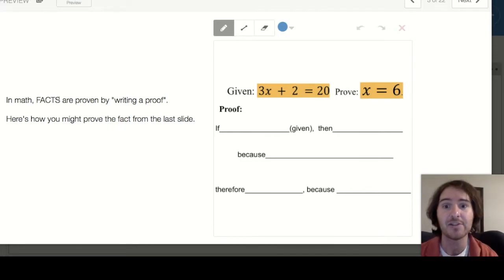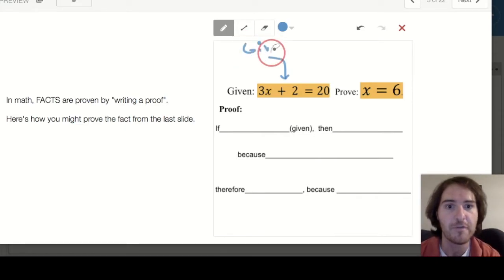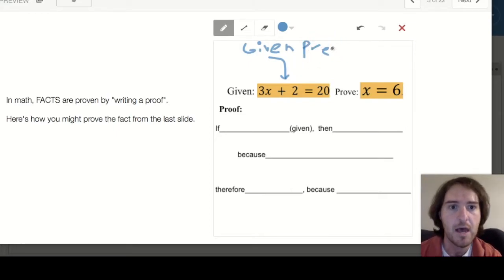So in math, facts are done by writing a proof. And here's an example of a proof right here. Proofs are written in if-then statements. They don't always look like this. We'll get to what they also look like in the future. But the idea is that if we have this, this is what's given to us. This is our given. So this is something called a given premise, an original fact at the beginning. It's just the premise of the problem, the situation we find ourselves in.